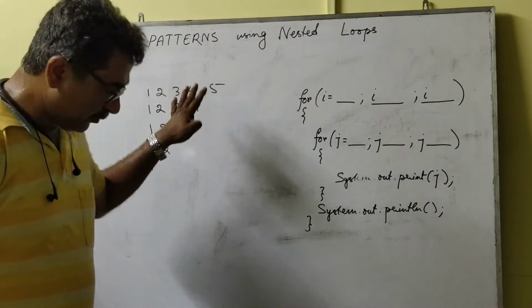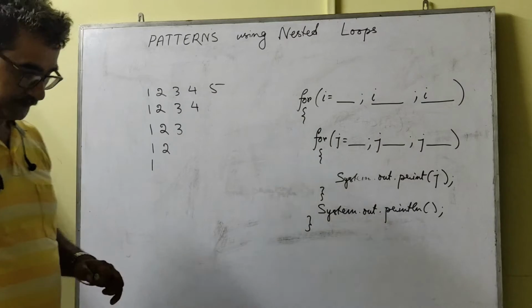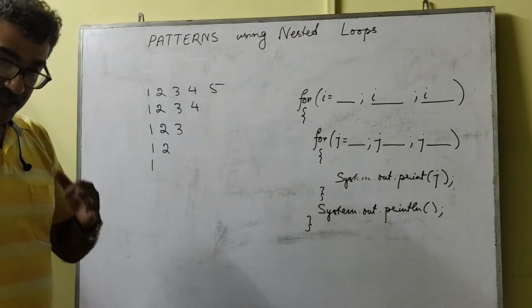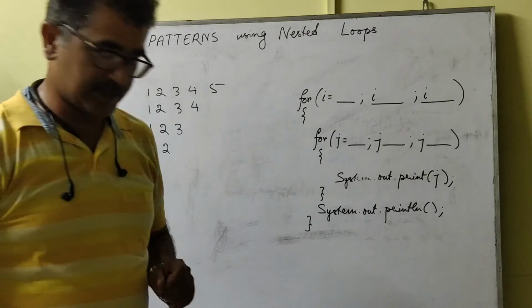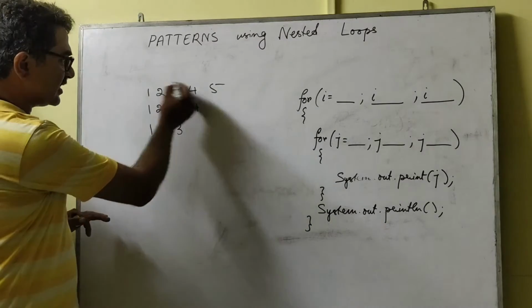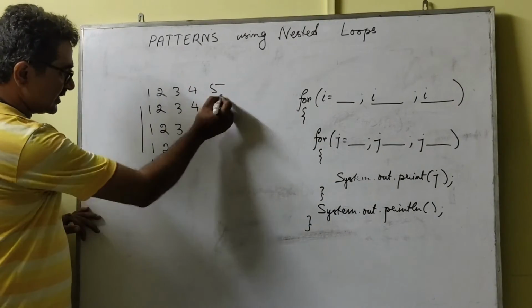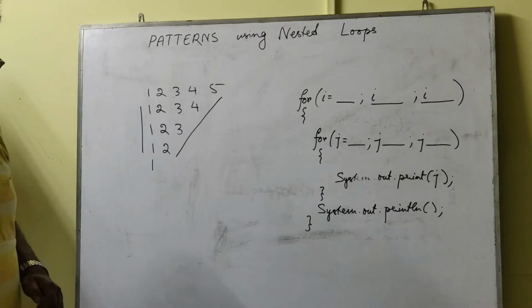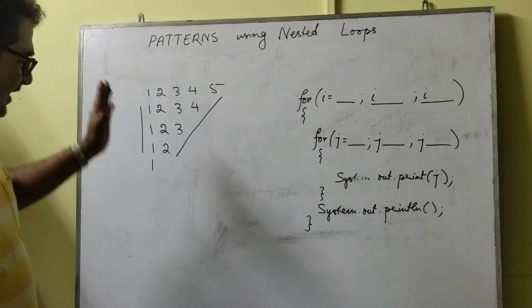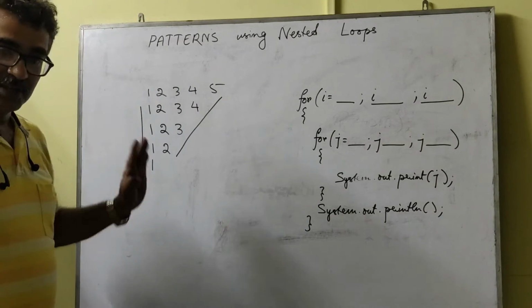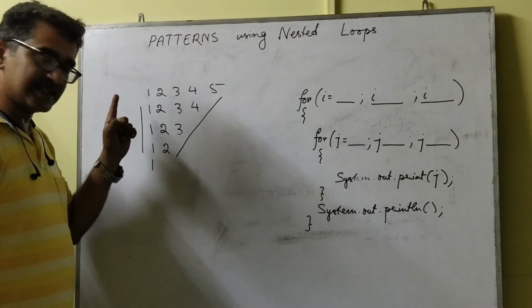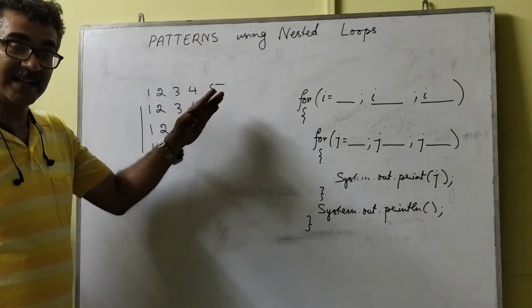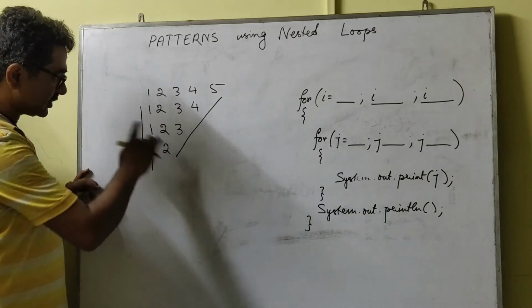Now, in such type of triangular patterns, excluding the base, there are two sides. So, if this is the base, these are the two sides marked by these two lines. Now, the patterns which I'm going to show you right now, you will find that one of the sides is fixed, the other side is changing. Now look at these two sides.